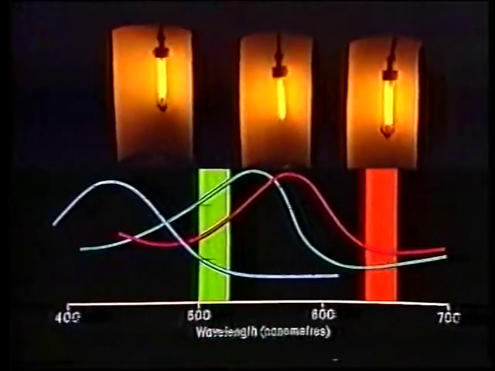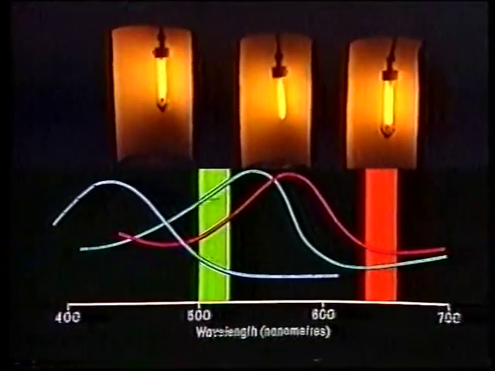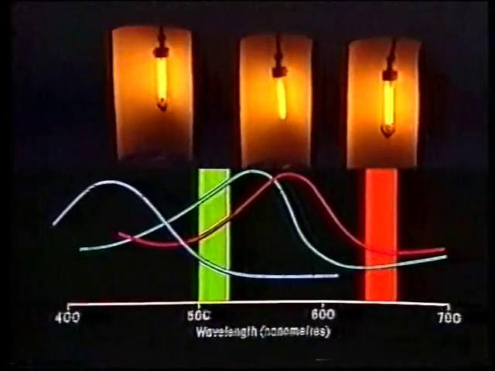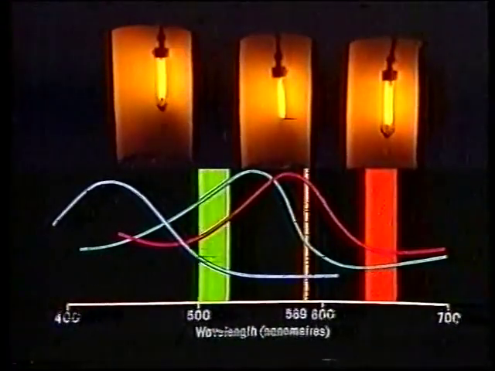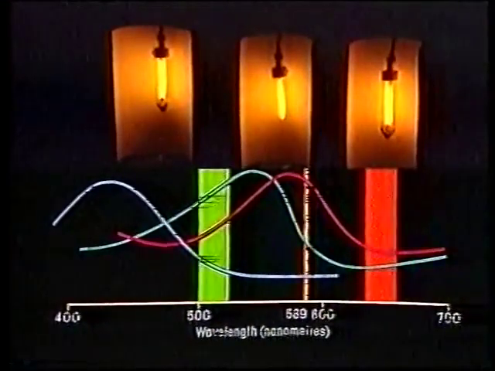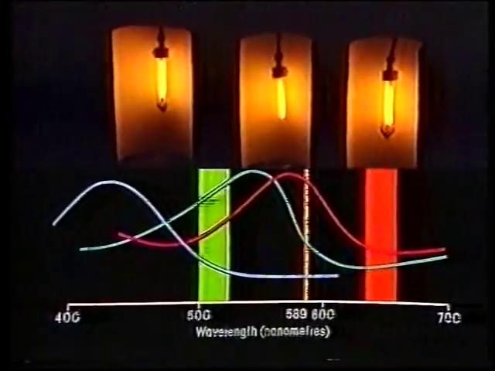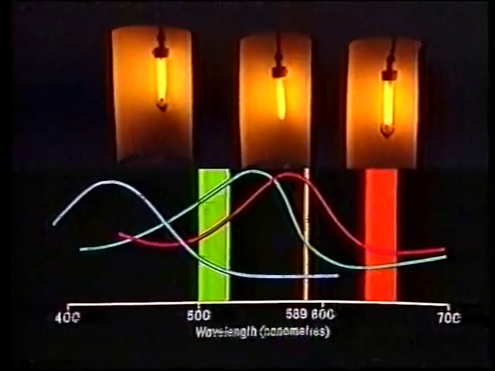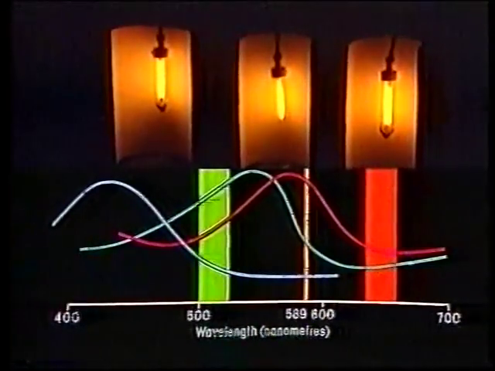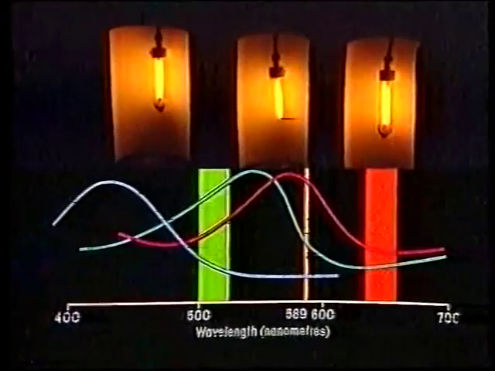These sodium lamps appear orange-yellow, but here the light is monochromatic with a precise wavelength of 589 nanometers. But because the cone response ranges overlap, this wavelength stimulates both red and green cones simultaneously, and again the brain interprets the result as yellow.